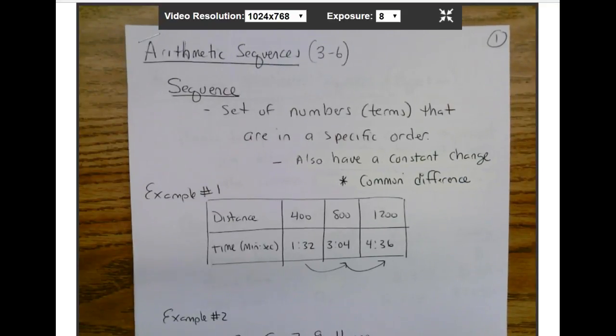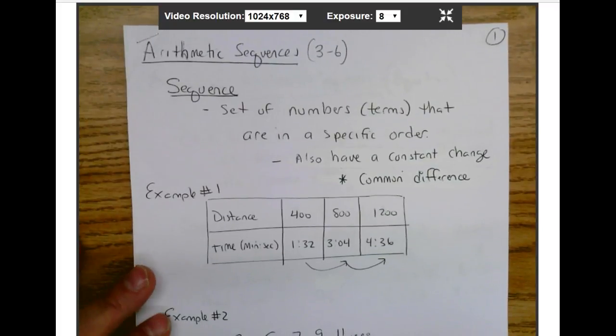Alright, so this is going to be our next notes in algebra, and this is going to be talking about something called arithmetic sequences. So arithmetic, you're usually talking about addition, subtraction, multiplication, and division. And so we're looking at those processes and then sequences within those processes.